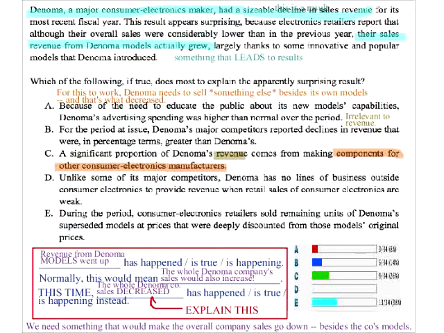For the period at issue, the major competitors reported declines that were in percentage greater than Denoma's. This doesn't really matter because we don't care about their competitors. We're only trying to explain what happened with Denoma. So if their competitors also had declines in revenue, this doesn't help to explain why they did.